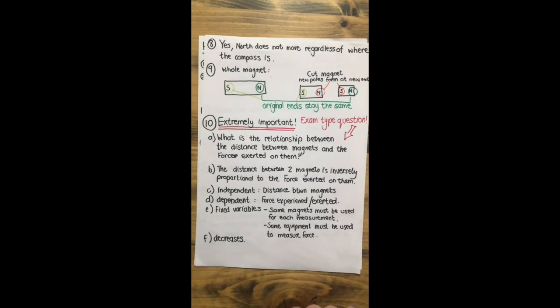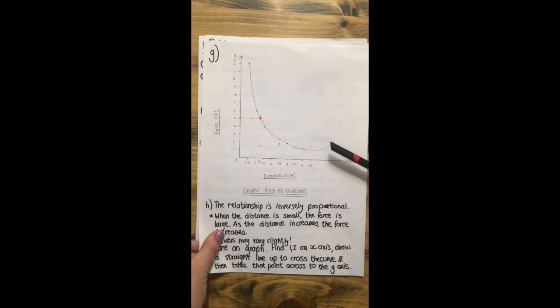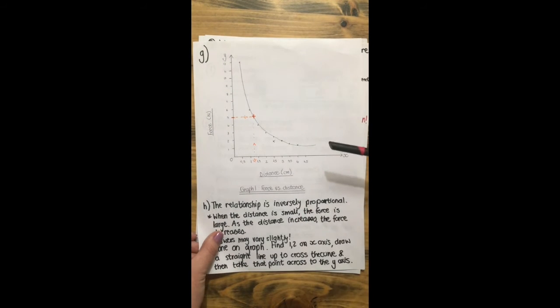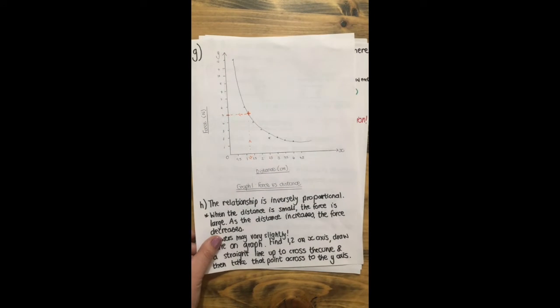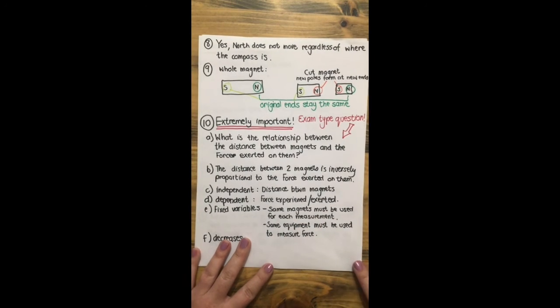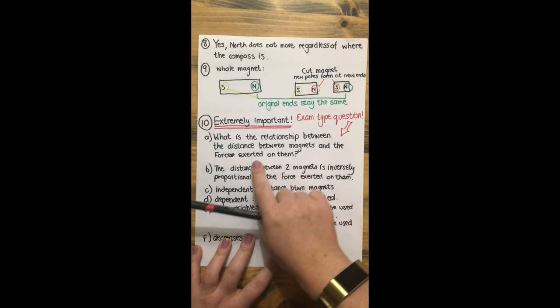Now question 10 is the one that I wanted to go through. It's an extremely important question, and it's an exam type question. Often they will give you data just like they've given you information in your textbook and ask you to draw a graph, or they will give you a graph and ask you for deductions or information based on this, and how to relate it back to mathematical equations and relationships. So what is the relationship? This was an investigative question.